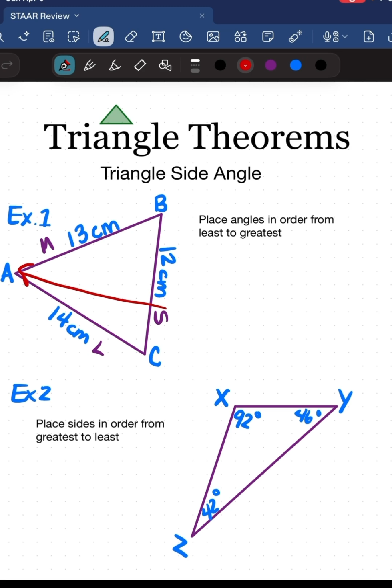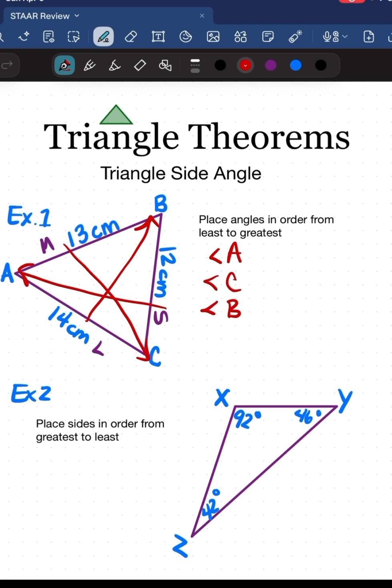So in this case, angle A would be my smallest. Angle C would be my medium. And angle B would be my largest. Pause for a minute to try number two. Okay, so let's look at number two together.